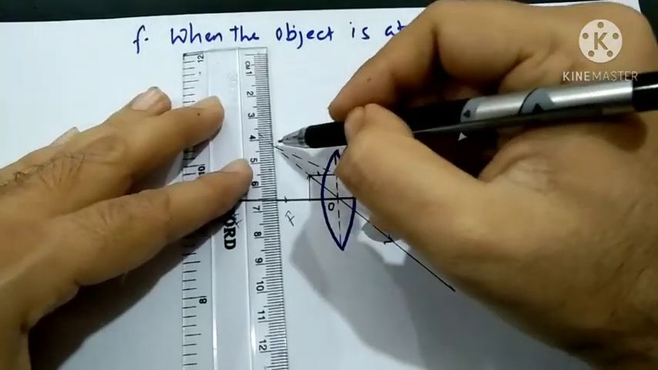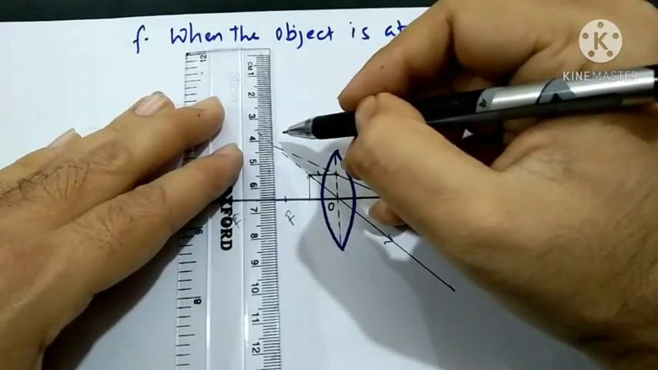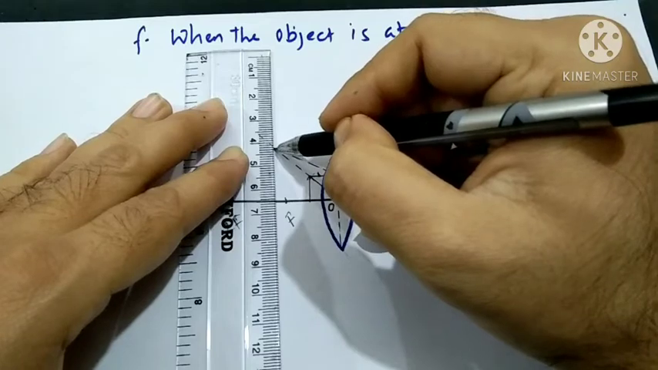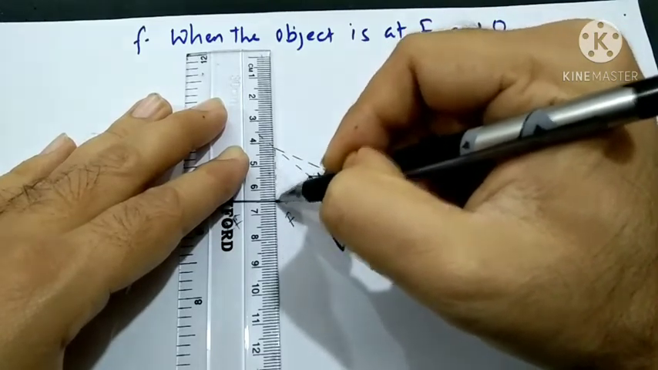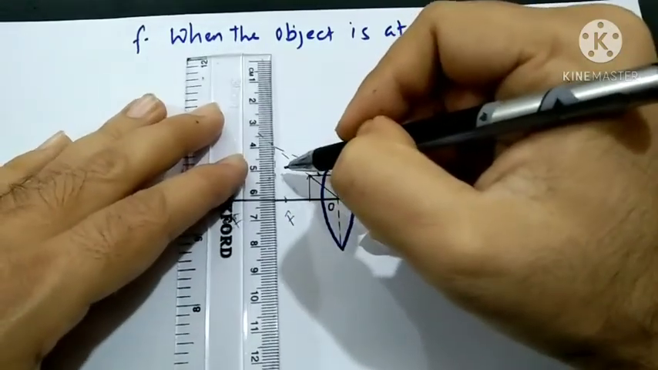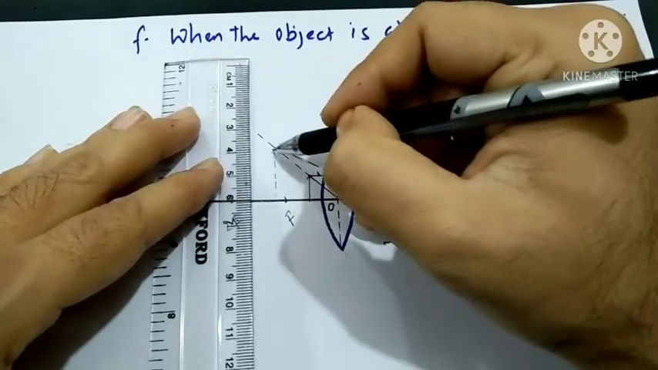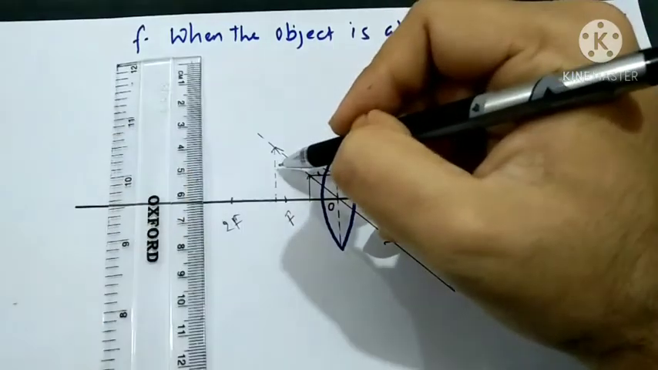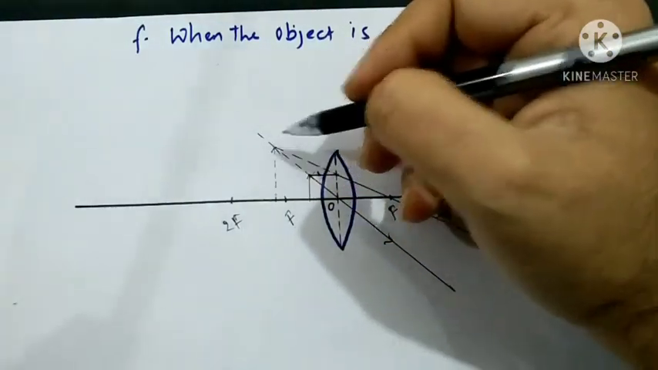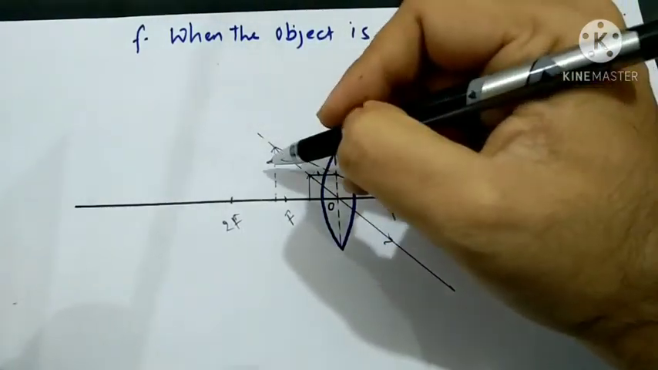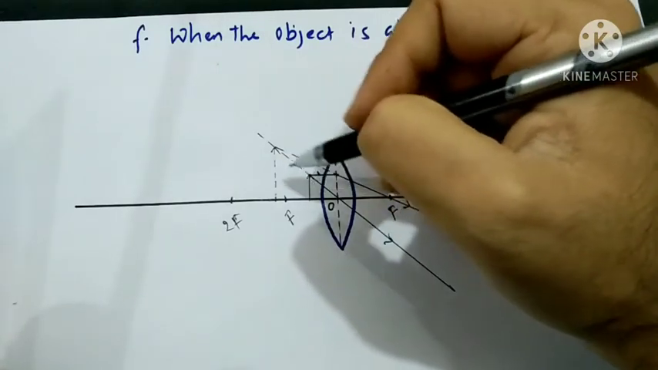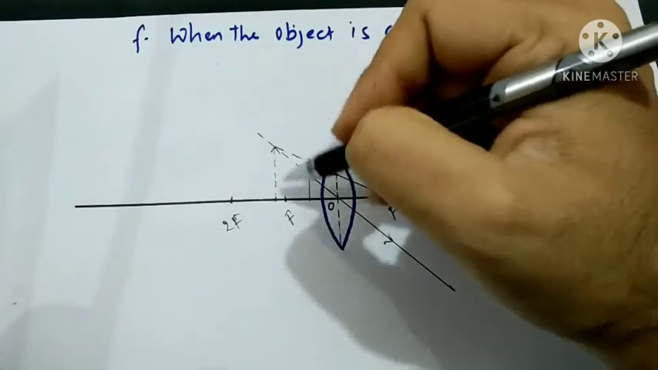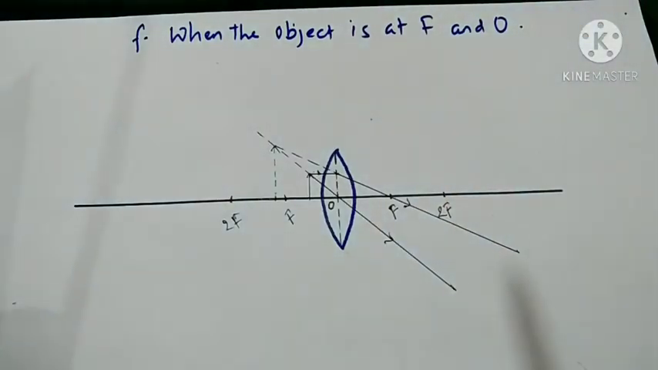So the image of the object is formed in front of the lens. So we represent it here with a dotted line because this is a virtual image. For a virtual image we make a dotted line. Here is the object and the image. So this object and image lie on the same side of the lens.